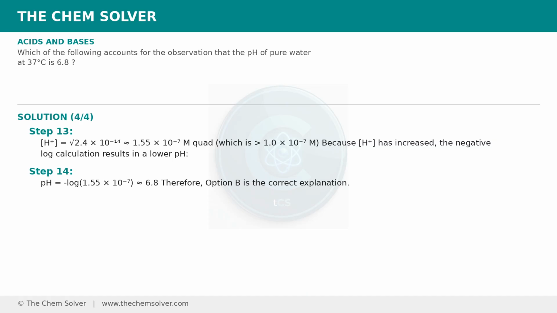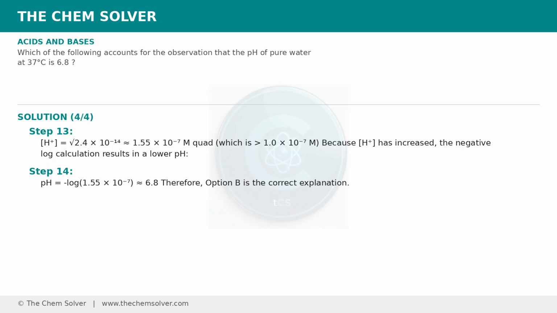[H+] equals the square root of 2.4 times 10 to the power minus 14, approximately 1.55 times 10 to the power minus 7 molar, which is greater than 1.0 times 10 to the power minus 7 molar. Because [H+] has increased, the negative log calculation results in a lower pH. pH equals negative log of 1.55 times 10 to the power minus 7, approximately 6.8.